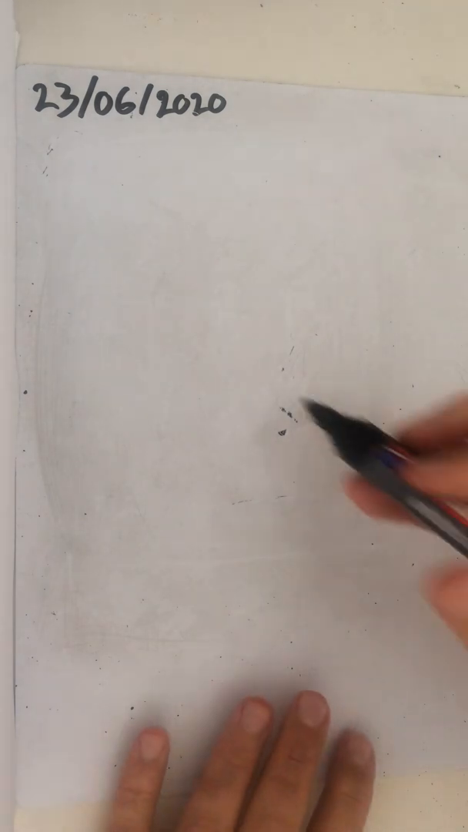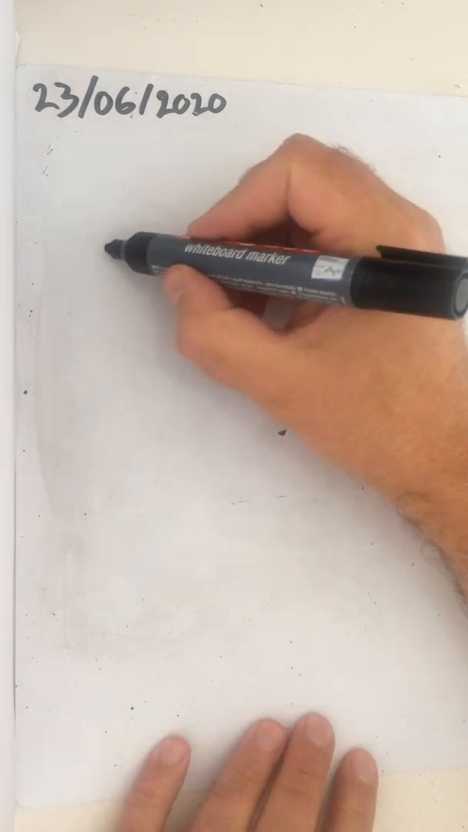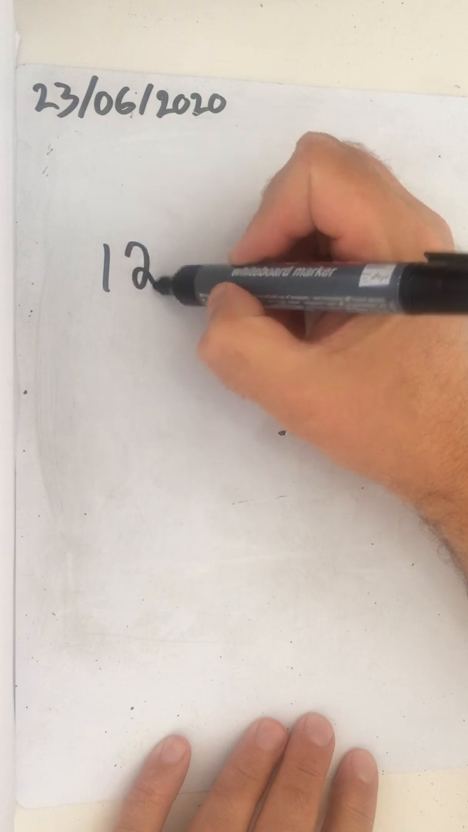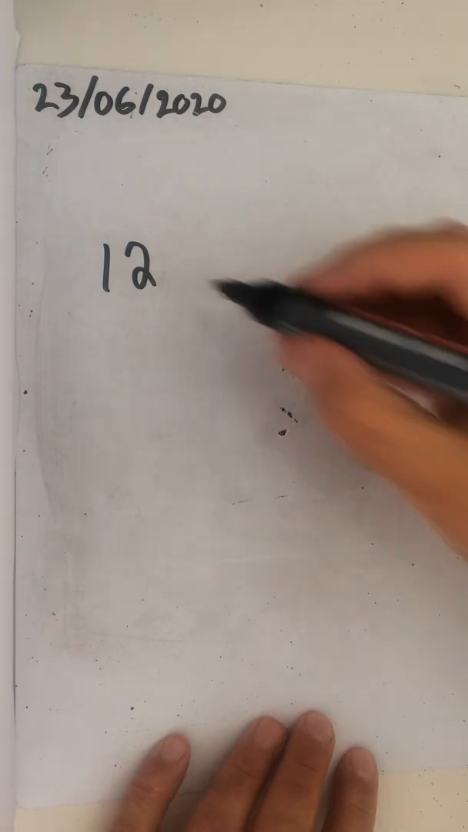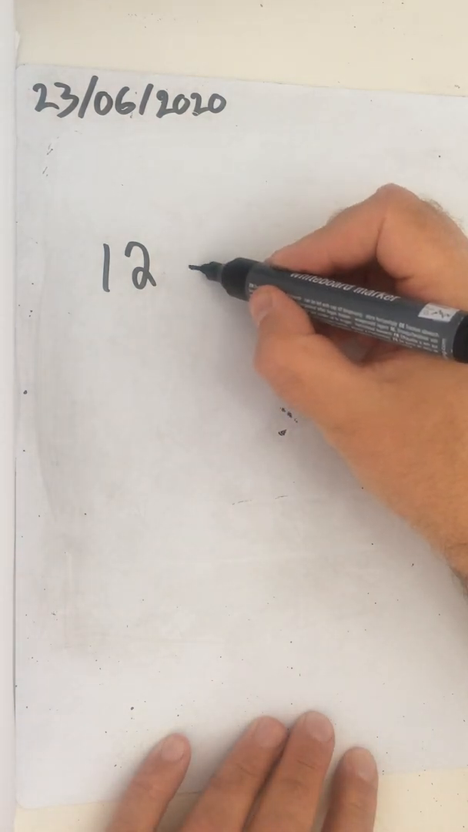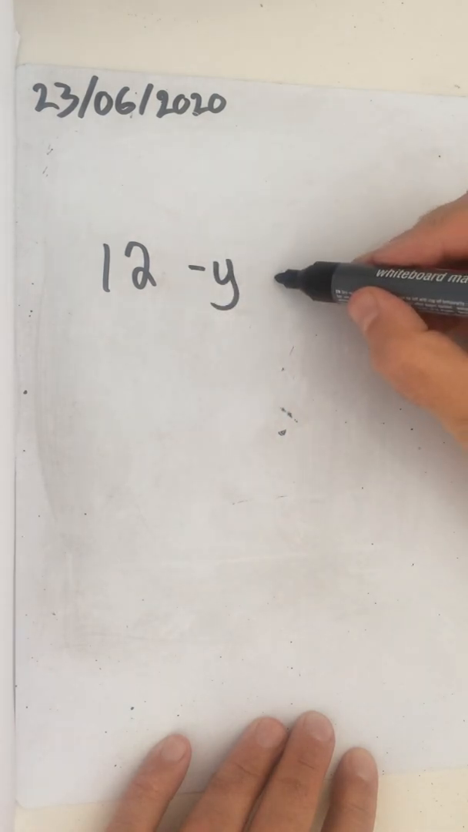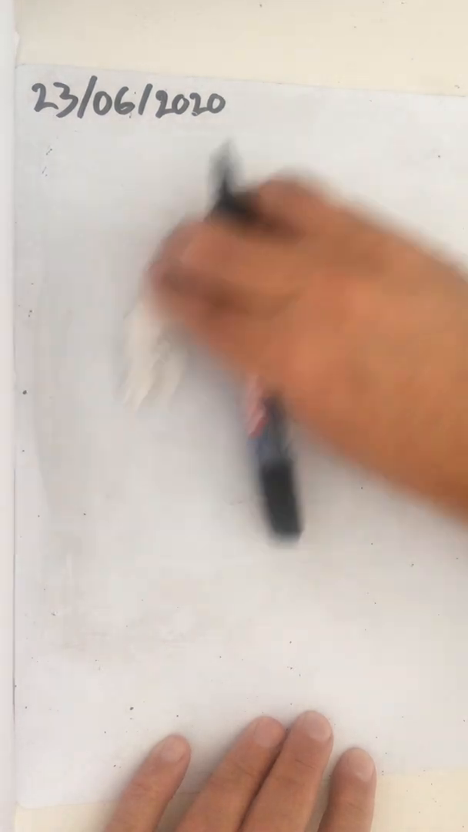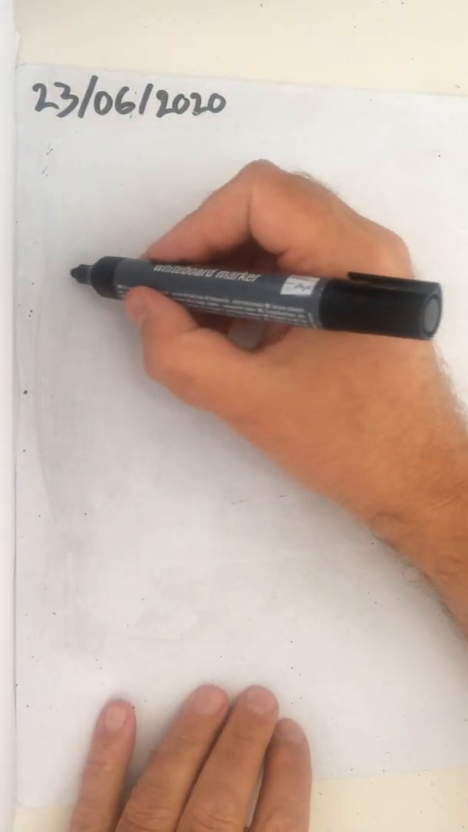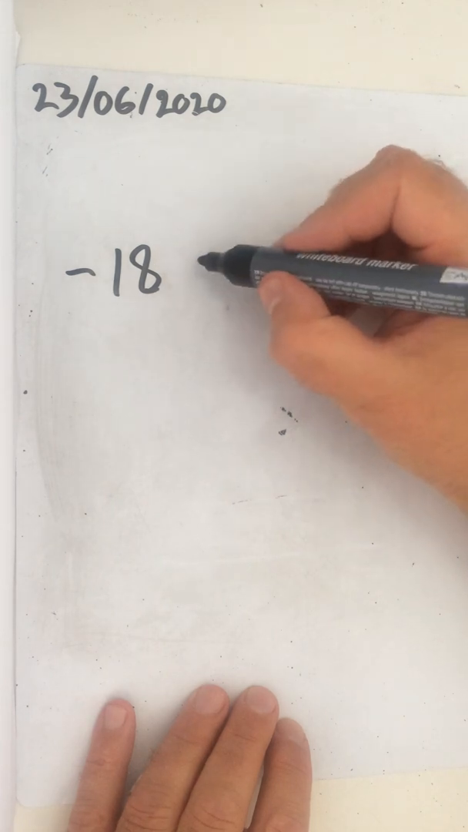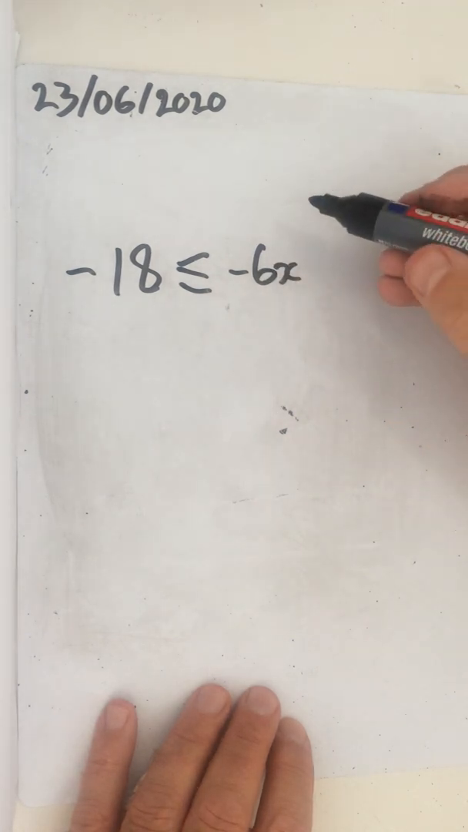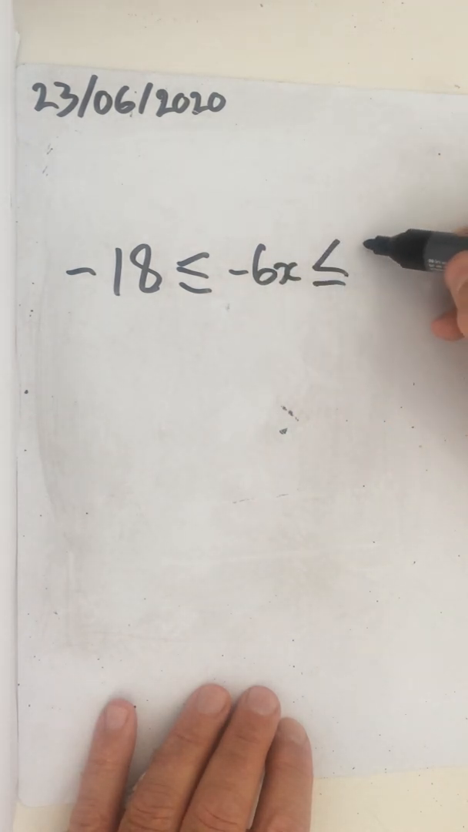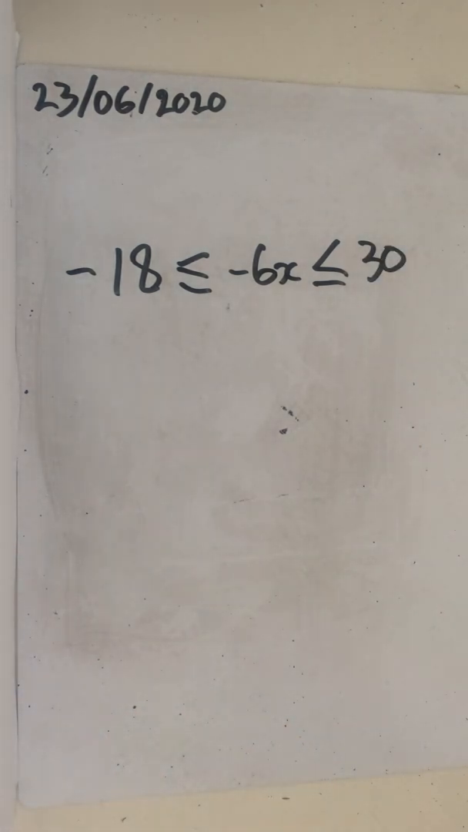Have a go at this one, please. In fact, we won't worry about that one because I think that one's pretty straightforward. Let's have a look at this one. It's quite a tricky one. -18, minus 6x, 30. Okay, have a go at that one. Pause the video and then have a go at that.